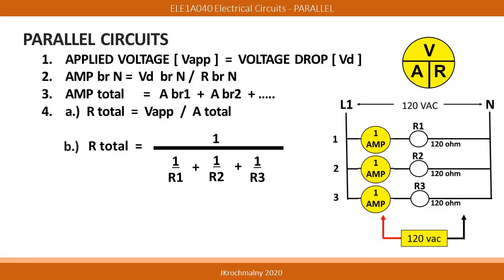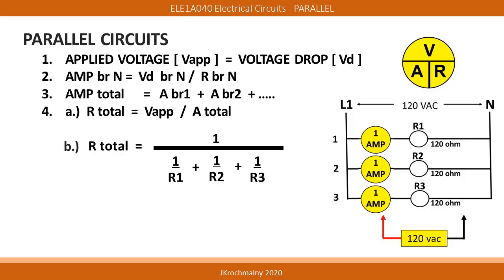In our review of parallel electric circuits, there are 4 laws used to calculate the properties of the circuit. Law number 1. Applied voltage is equal to the voltage dropped across each load. Number 2. Amperage in each parallel circuit branch is equal to the voltage dropped across that load divided by the load's resistance.